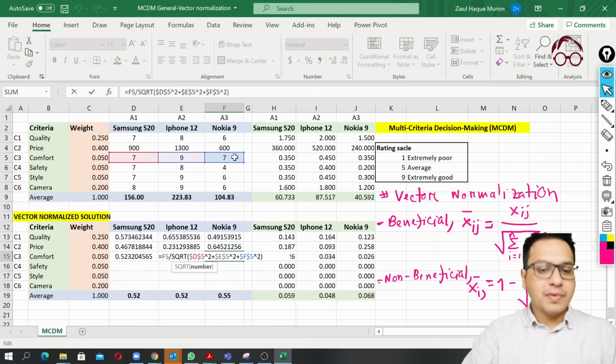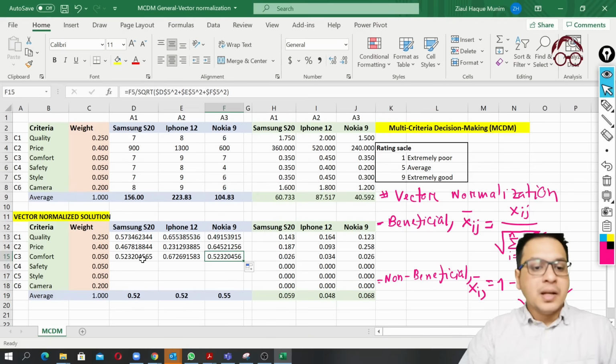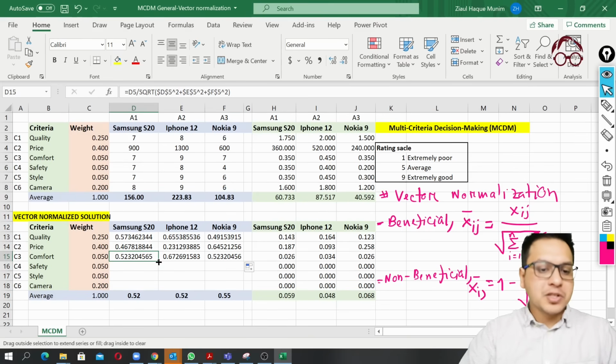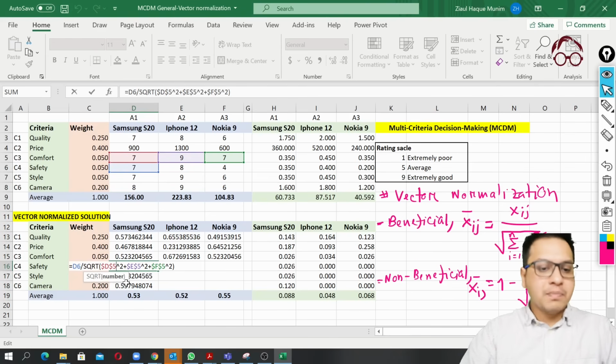So it was F5 divided by the square root of the summation of the squares of all the scores under that criteria for the 3 alternatives. Now again, to do some shortcut, I'm just going to drag it, and then I'm just going to update these values here, the row numbers.